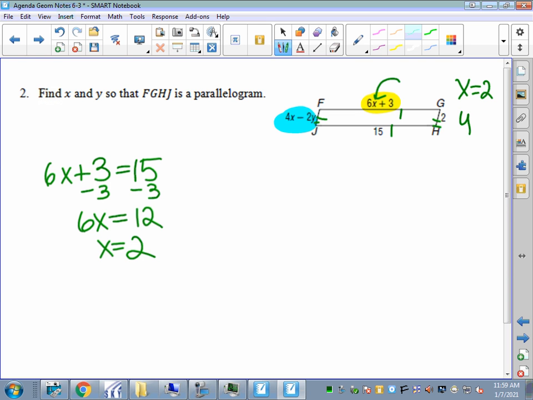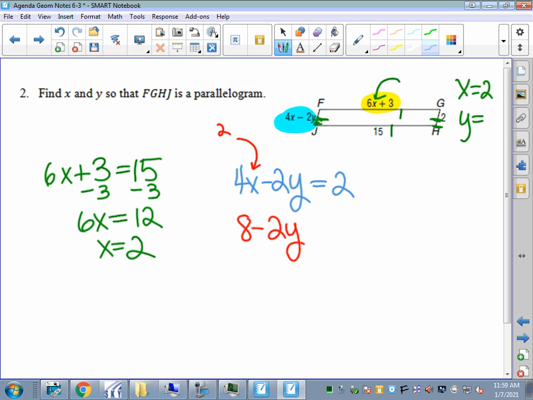So now we're going to find y. We know that these two sides are congruent. So I'm going to do 4x minus 2y has to be equal to 2. We just found that x was 2, so we're going to substitute that. So remember, we multiply these. 4 times 2 is 8. 8 minus 2y equals 2. Negative 2y has to be equal to negative 6. So I believe that's going to give me a positive 3 for my value of y.